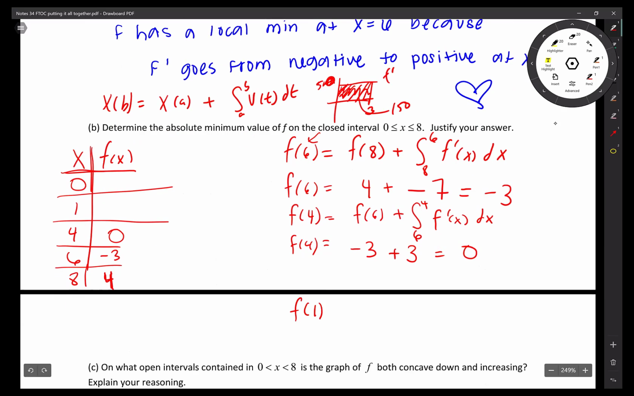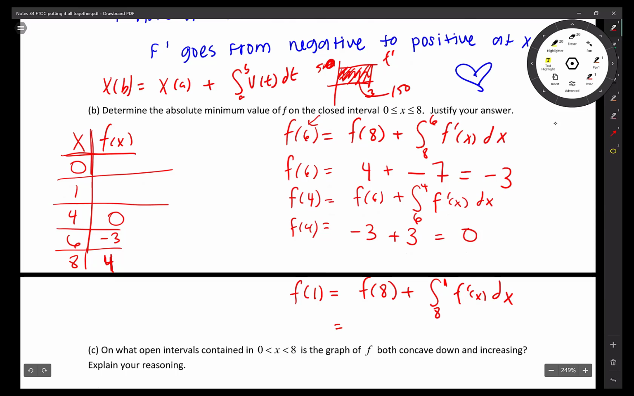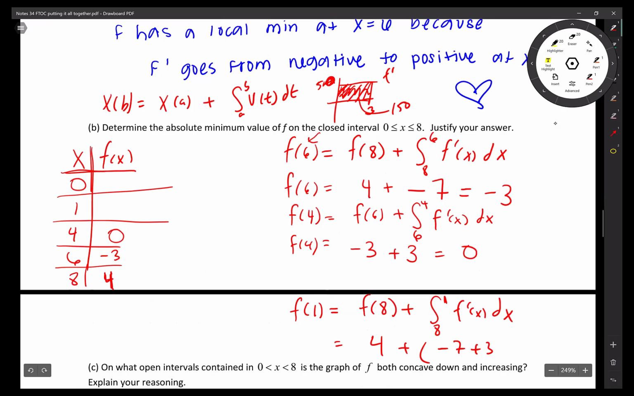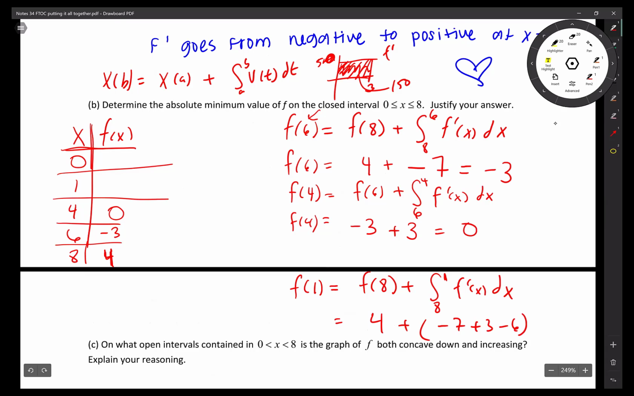So here we go. F of 1 equals, by the way, you don't even have to say f of 4. I want you guys to see this. I'm going to go ahead and type f of 8 because that's what they give me. F of 8 plus the integral from 8 all the way to 1 of f prime of x. It just builds up, guys. You don't have to start where you don't want to start. You can always start f of 8 is just 4 plus, let's see what I've done so far, negative 7 plus 3, and there's one more region. From 4 all the way to 1, that area is 6, so I can just go minus 6 right there like that. Do you see what I did there, guys? Is it making sense?